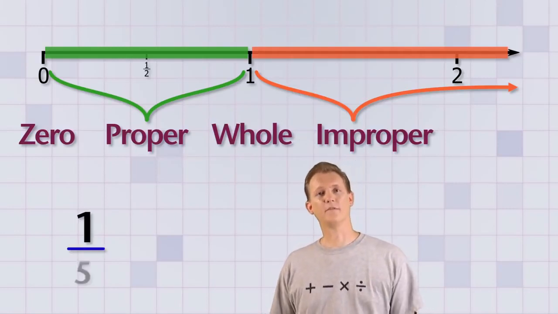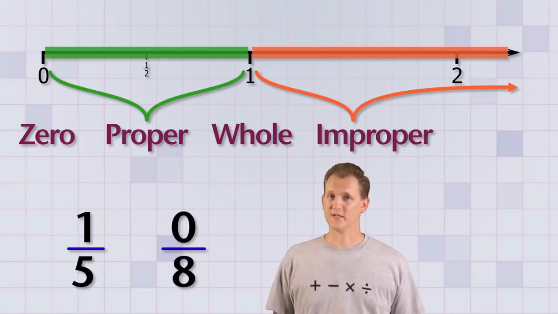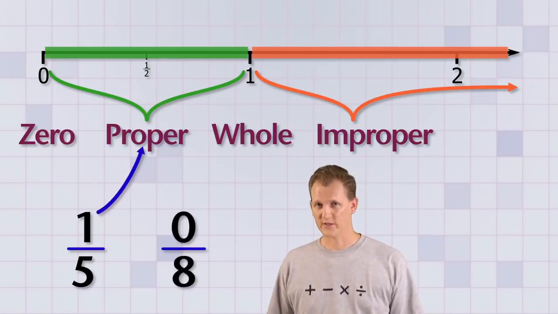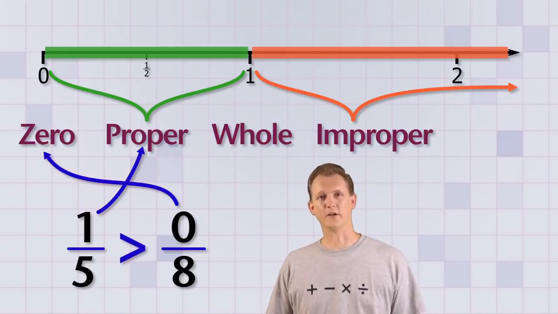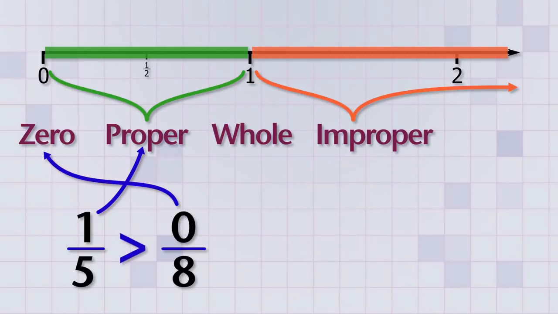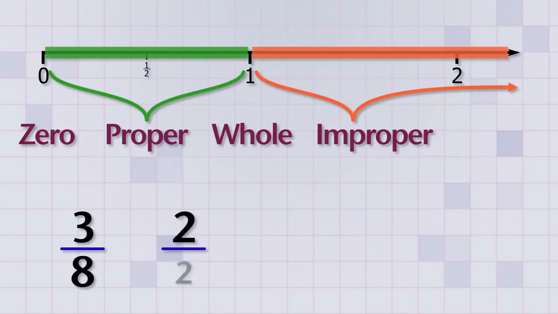Here we have 1 over 5 and 0 over 8. Since 1 over 5 is a proper fraction, and 0 over 8 is a zero fraction, 1 over 5 is greater than 0 over 8. Now let's do 3 over 8 and 2 over 2. 3 over 8 is a proper fraction, and 2 over 2 is a whole fraction. So that means that 3 over 8 is less than 2 over 2.